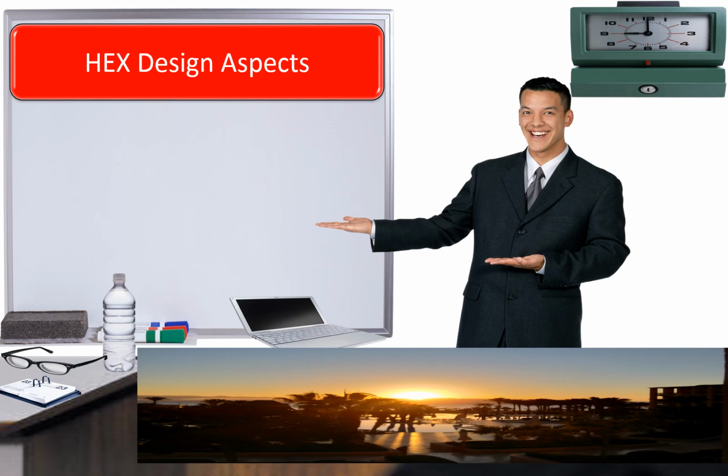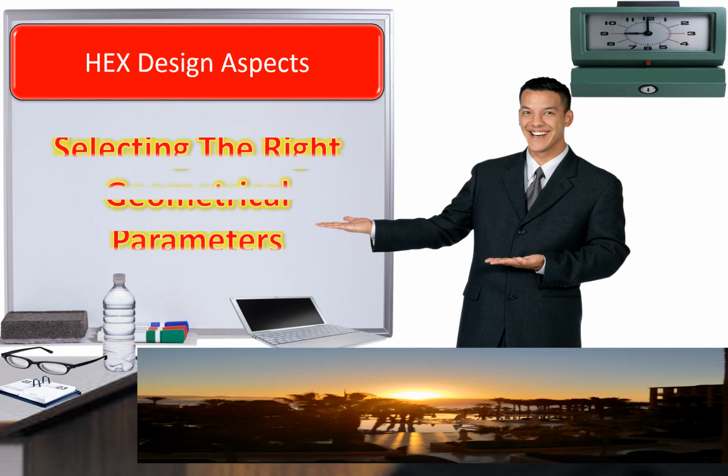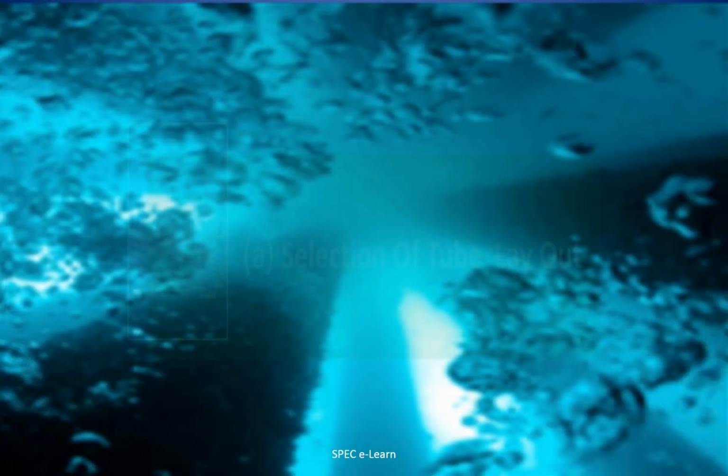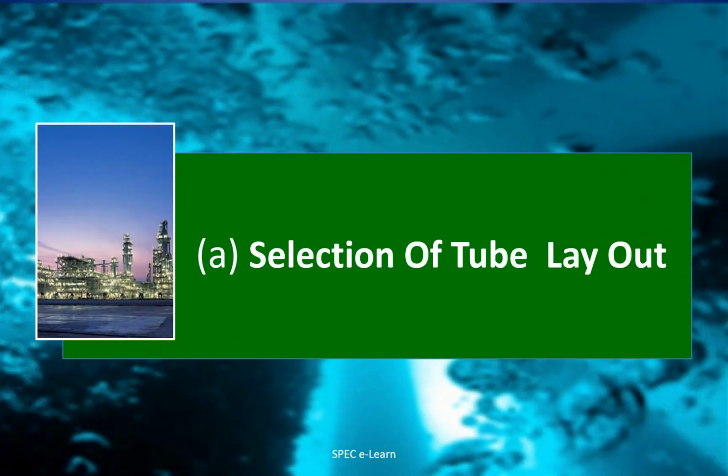Having understood how to allocate the right fluid to the tube side and shell side of the heat exchanger, we will move on to understand how to select the right geometrical parameters in the design of heat exchangers. As explained in the beginning, selecting the right geometry is a crucial design consideration for both the overall heat transfer coefficient and the shell side and tube side pressure drop estimation. First, selection of tube layout.